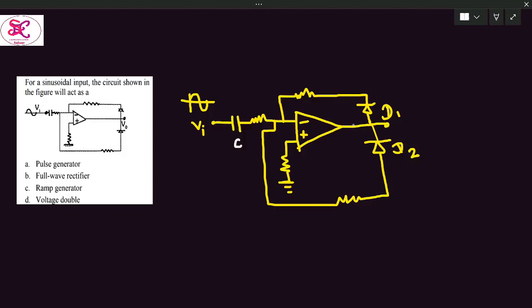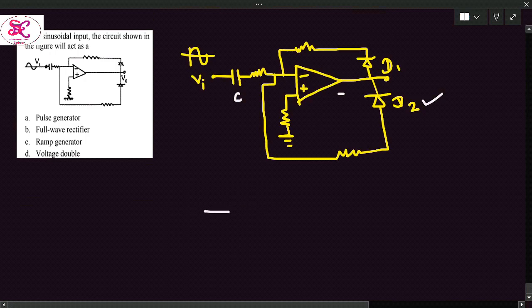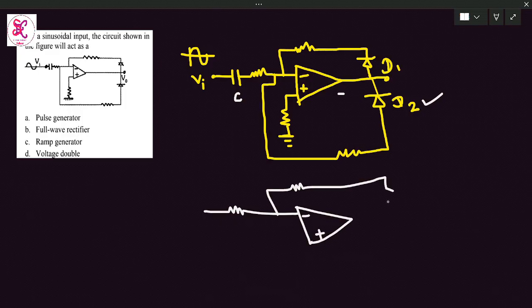So the output is negative, which means diode D2 will be in working condition. D1 will be off, and this is short circuited, connected back through the resistor to the inverting terminal again. So in this case, it is the capacitor, input resistor, and simply the op amp with the inverting terminal and feedback resistor. This diode is off. If the input is positive, the output will be negative. Since the gain of the inverting amplifier is negative, the output is out of phase with the input during the half cycle.